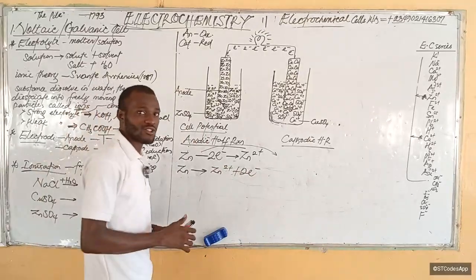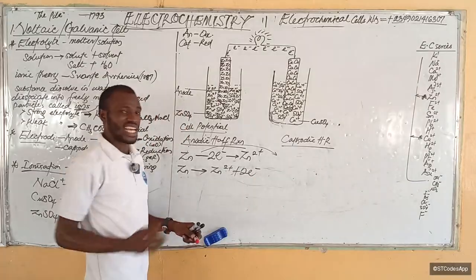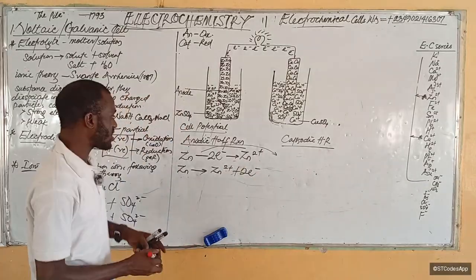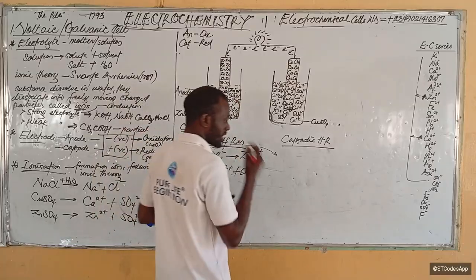When I told you that when you find the electron on the right side, that's what? Oxidation. So electron is on this side, that's oxidation, a loss of electron. So this is the anodic half reaction. How about here, the cathodic half reaction?